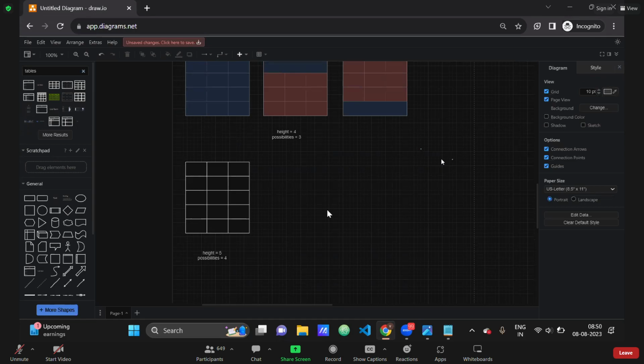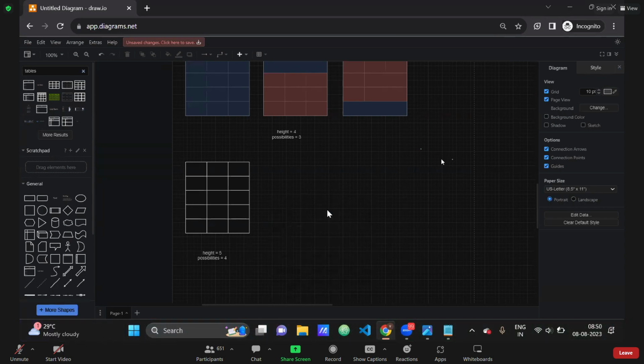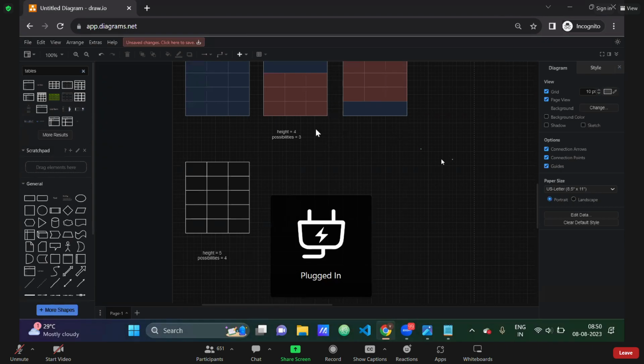Okay, so just a minute. My power is low. Just a minute, let me connect my charger. Okay.